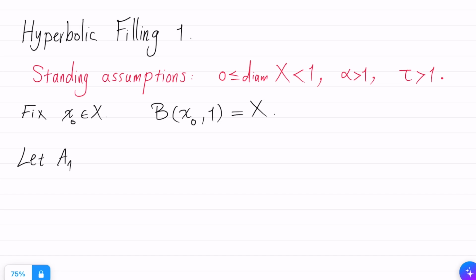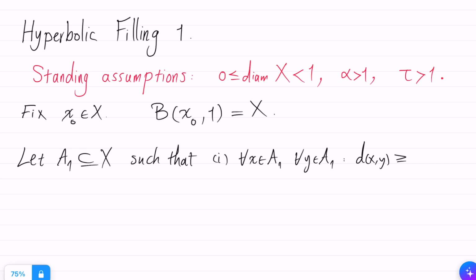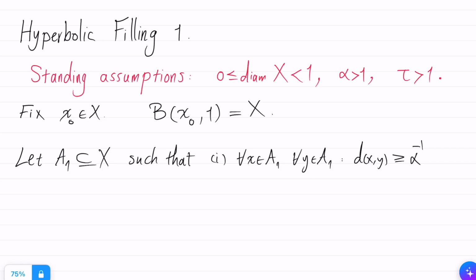Let A1 be a collection of points in my space such that two conditions hold. First, for every pair of points x and y in A1, we have that the distance of x and y is more than or equal to alpha to the negative 1, and second, A1 is maximal with this property. That is, you cannot add any one more point to A1 and still keep property 1.